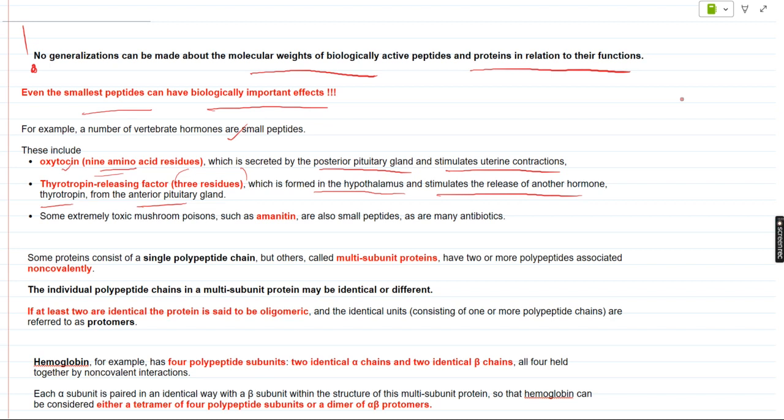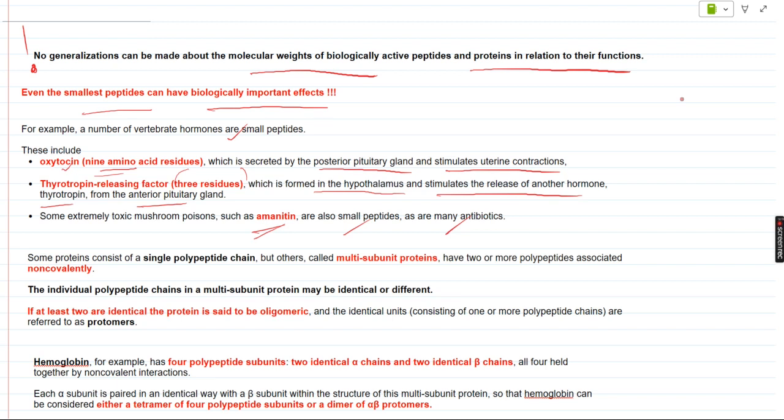And there are some extremely toxic mushroom poisons such as amanitin. It's a very toxic peptide, and these are also small peptides, and many antibiotics are also small peptides. Even recent research has a lot of focus on designing peptide-based drugs, which are again small-residue peptides aimed to cure various diseases.